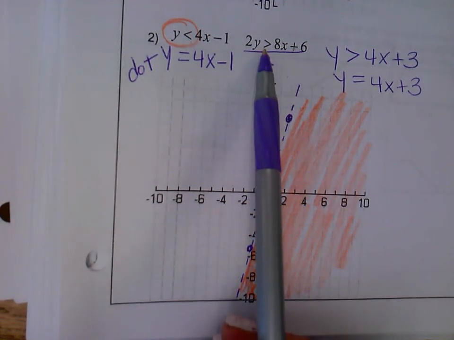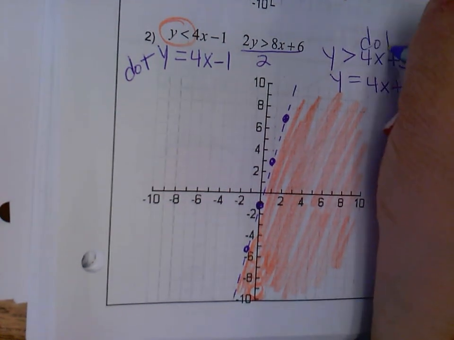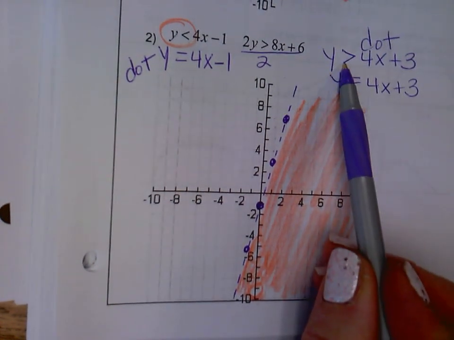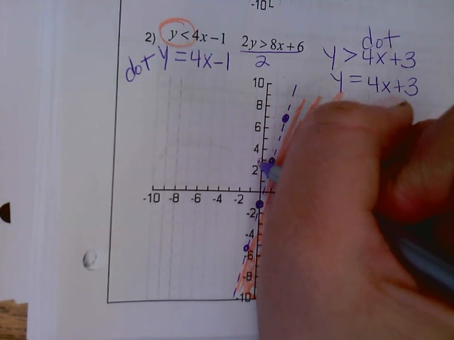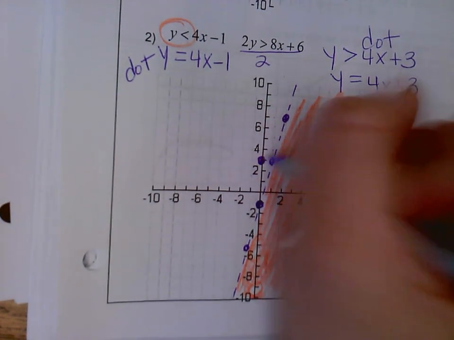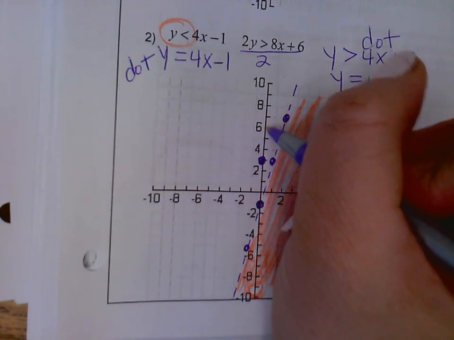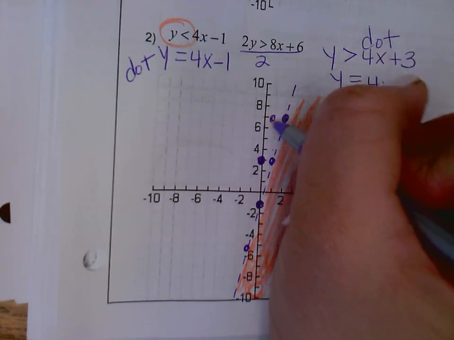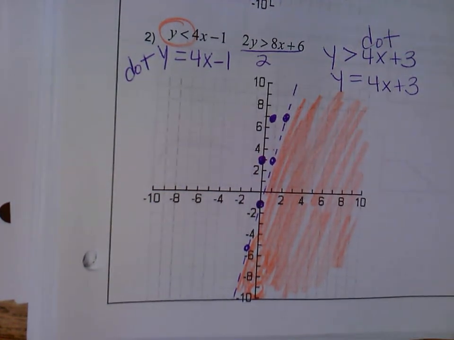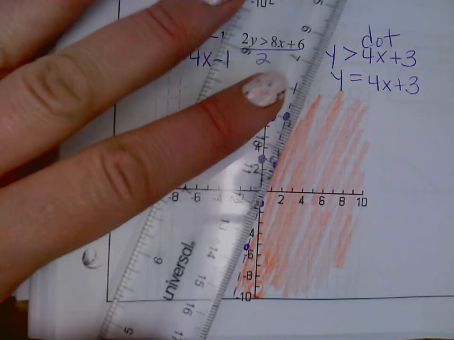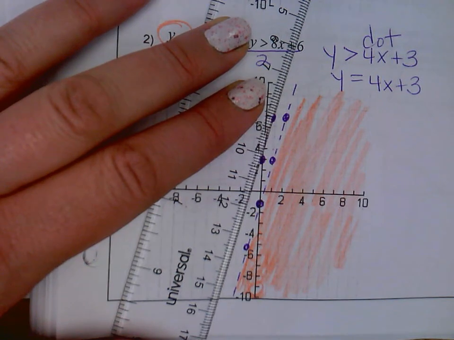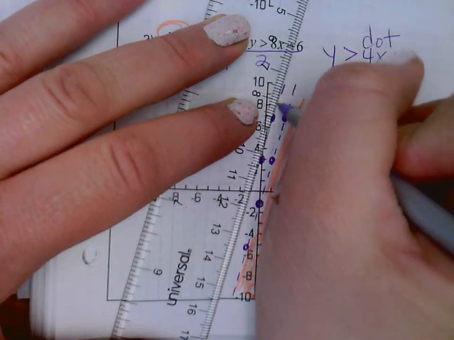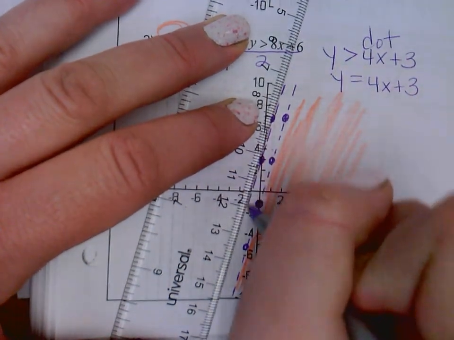We are going to do a dotted line again, right? Because it says y is strictly greater than. So I'm going to go to 3 on the y-axis and go up 1, 2, 3, 4 over 1. When you draw this, try to make it look parallel to the other line. So when you graph your lines, they should not be intersecting each other. They both have a slope of 4.